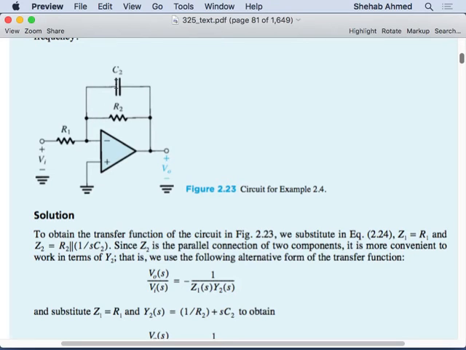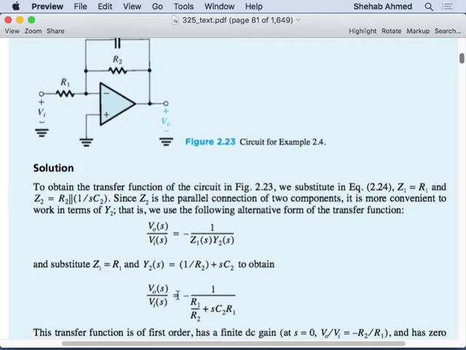It's 1 over R2 plus SC2. Right? So it's 1 over this impedance plus 1 over this impedance. This impedance was 1 over SC, so it goes to the numerator. So it's minus 1 over R1 over R2 plus SC2R. So they just made some manipulation of the denominator.